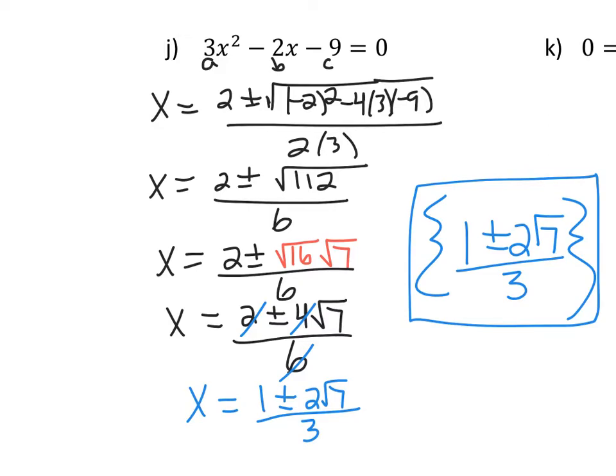So again, make sure if you have a radical and it's not a perfect square, you need to simplify it if possible. And then simplify any of the terms if you can.